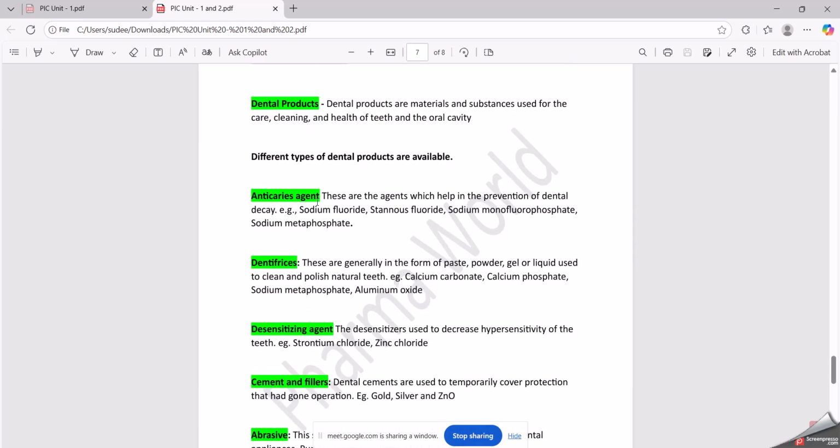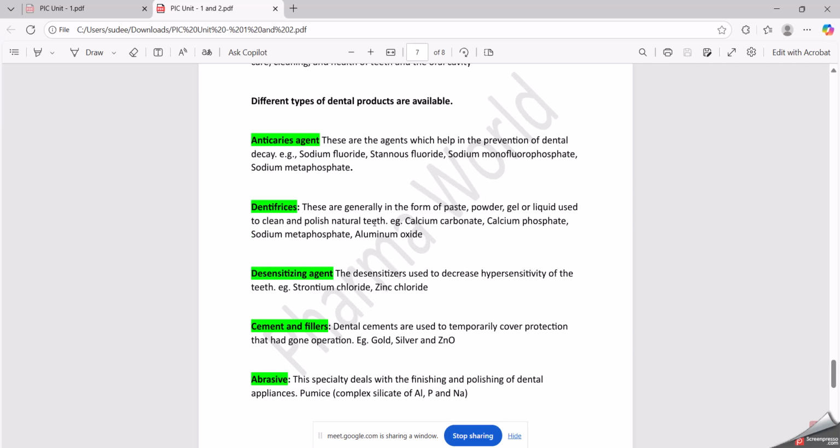Anti-caries agents. These are the agents which help in prevention of dental decay. You have to remember the products given as examples, because the questions will be asked based on this only. For example, for anti-caries agents, the examples are sodium fluoride, stannous fluoride, sodium monofluorophosphate, and sodium metaphosphate. So like this, you have to remember all the examples for all these agents. It will be helpful, as they will ask questions from this only.